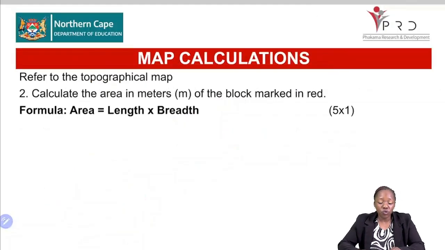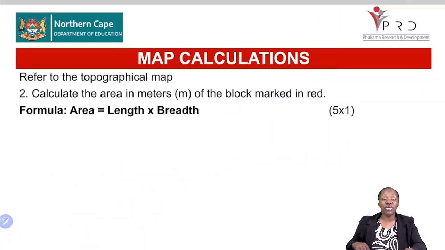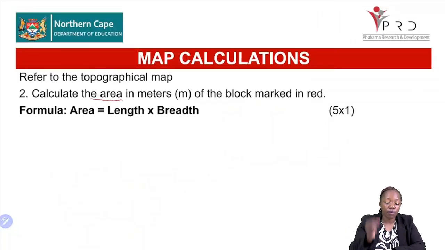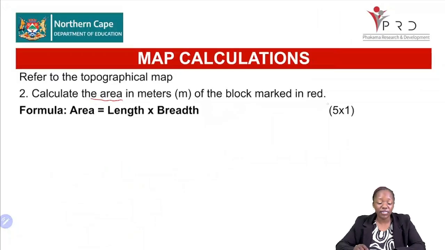Then we're moving to our second calculation. In our second calculation, it's saying refer to the topographical map. So now you're looking at your topographical map. It says calculate the area in meters of the block marked in red. So we are seeing there the area marked in red, it is between your C2 up until C3, then it moves up until your D3 to your D2. So you calculate that area that is covered in red.